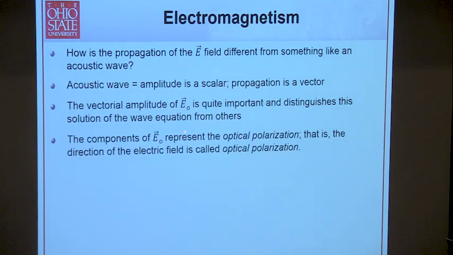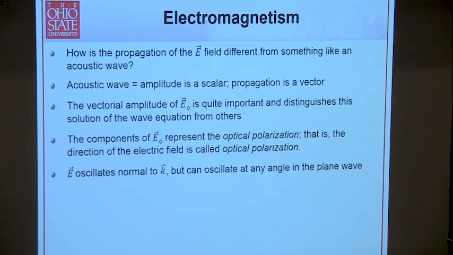Okay? So the components of E naught represent the optical polarization, so now we're starting to bring it back to something that's probably a little bit more realistic for you. Like in the lab, you'll work with things that are vertical, horizontal, or S and P polarization. These are just the components of the electromagnetic field. And this is the optical polarization.